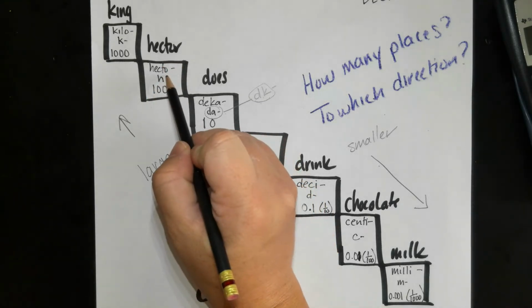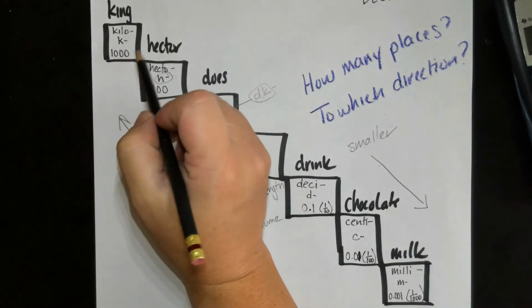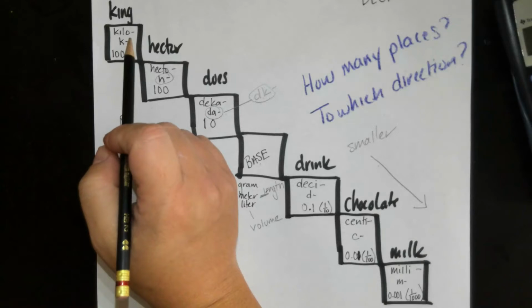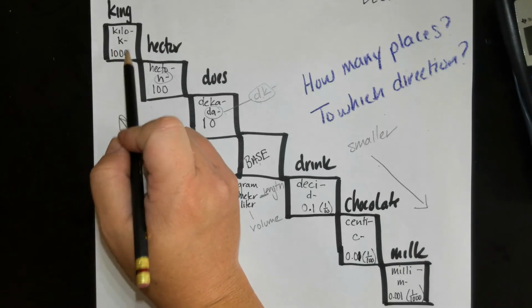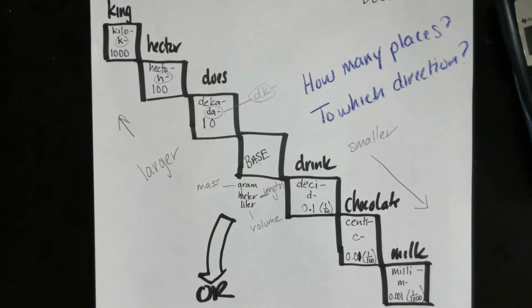Okay. Hecto. Hecto is valued at 100. So the abbreviation for hecto is an H. A little bit larger is kilo. Kilo is worth 1,000. If you've ever heard of a kilogram, it is 1,000 grams, okay?